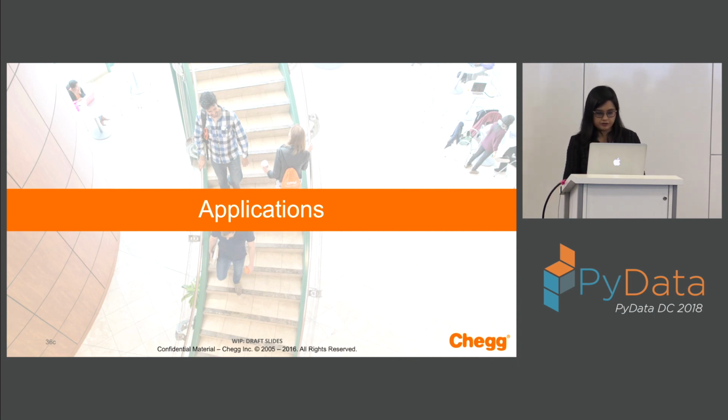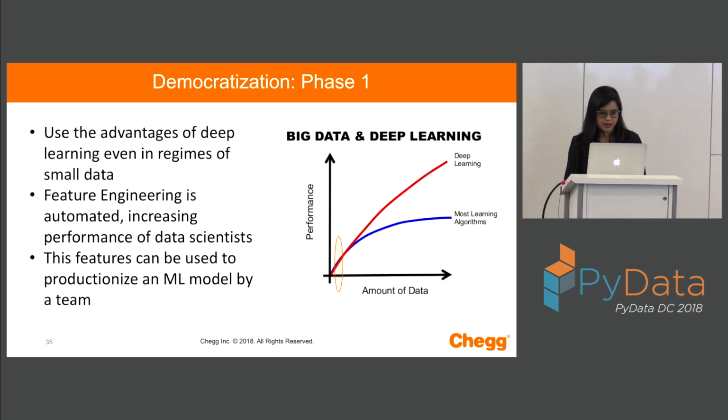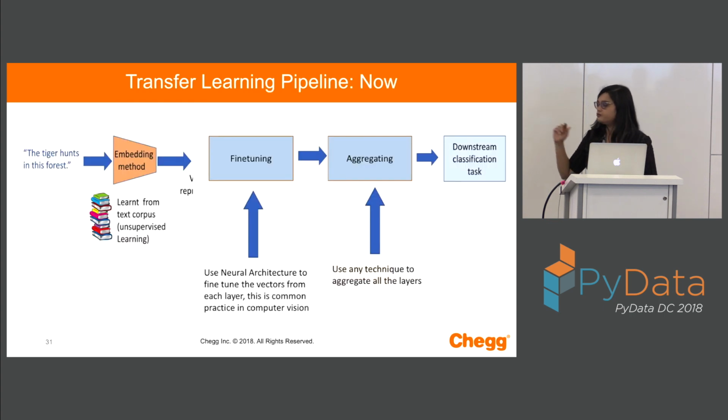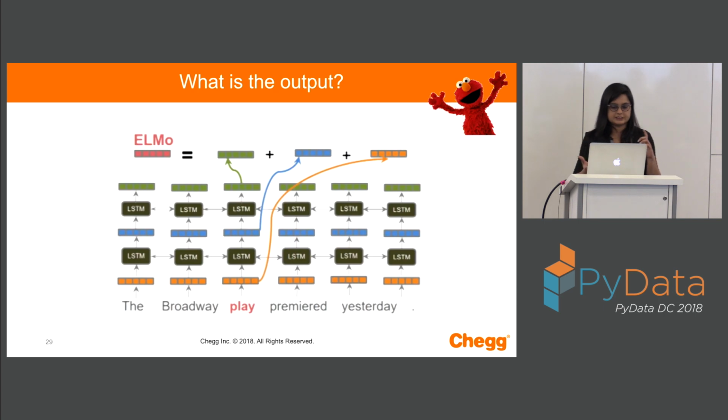So maybe I should have put an output on the slide. I should have put a slide on the output. What happens is you have this sentence: the Broadway play premiered yesterday. The output, even for a single layer, would be a tensor, which would represent a word vector, but it would be a tensor for this sentence.